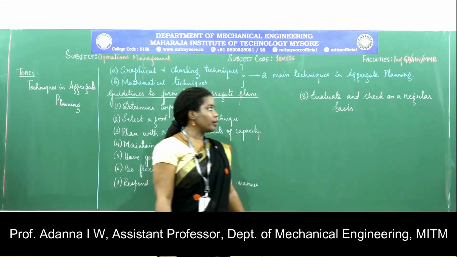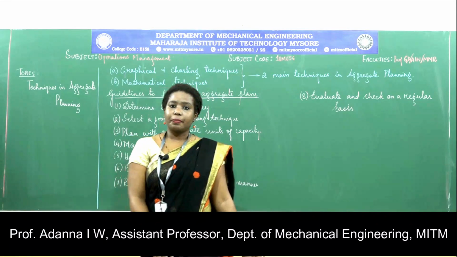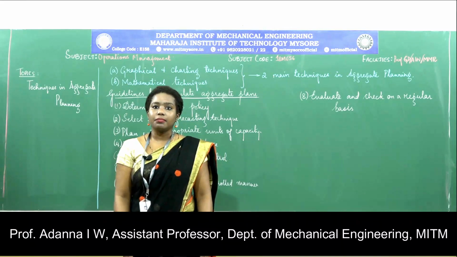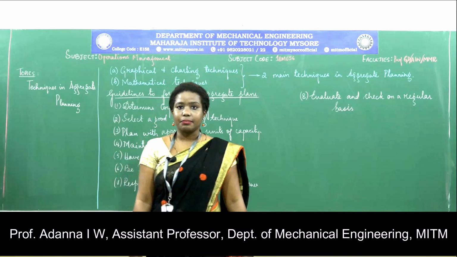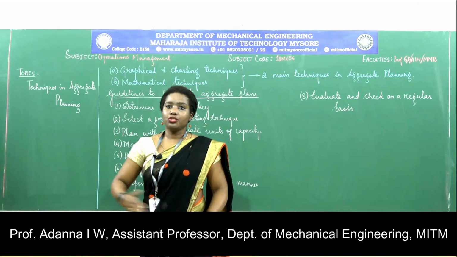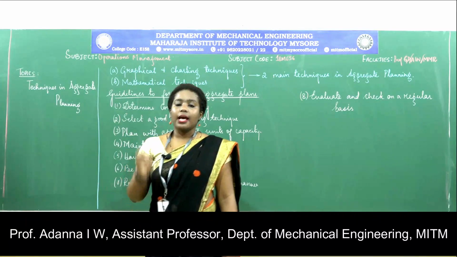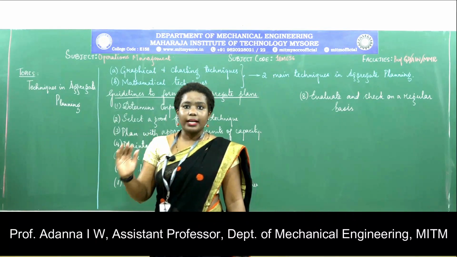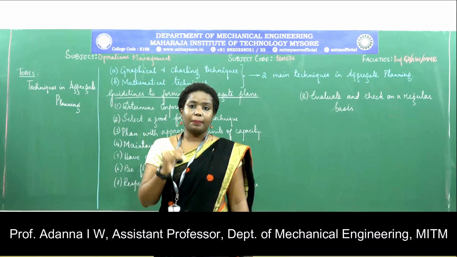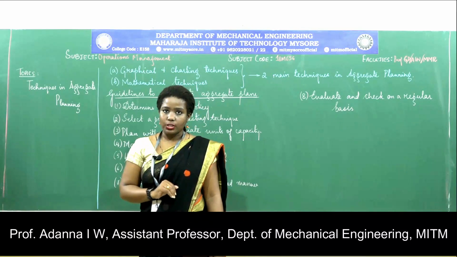Evaluate and check on a regular basis. A checking mechanism should be a system that is inbuilt in the aggregate planning system. It should be incorporated into it so that from time to time, on a regular basis, everything can be checked. The work levels can be checked, the inventory levels can be checked, and you can see whether the plan is working perfectly or not.